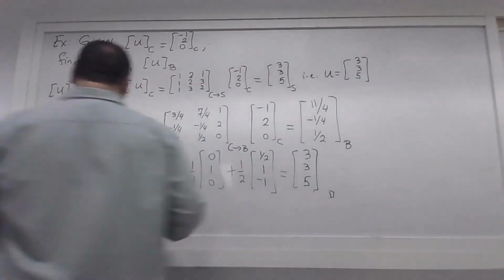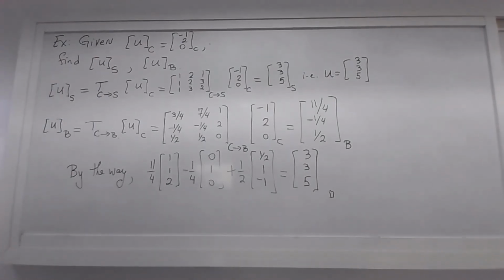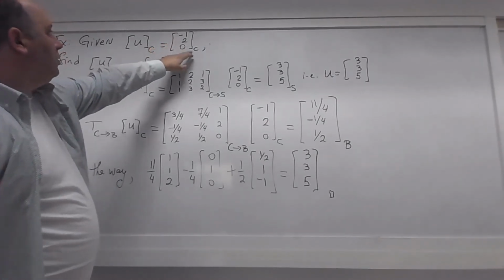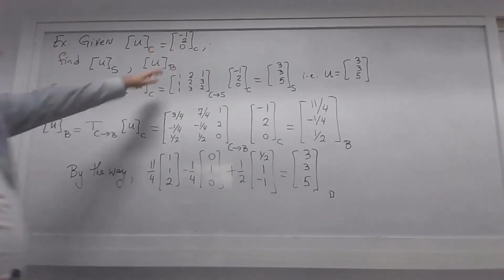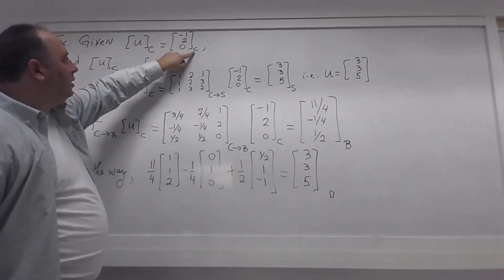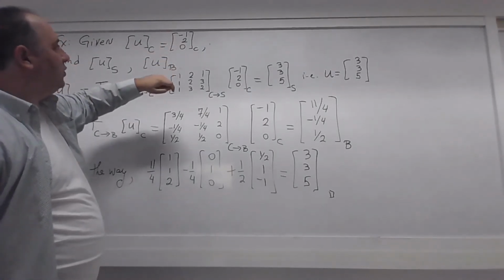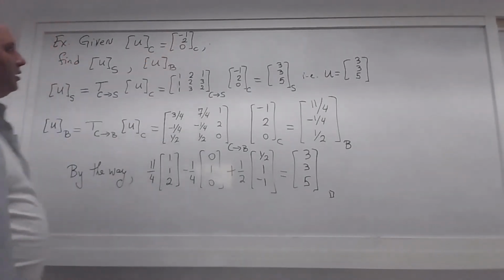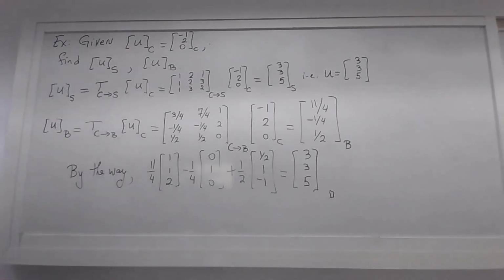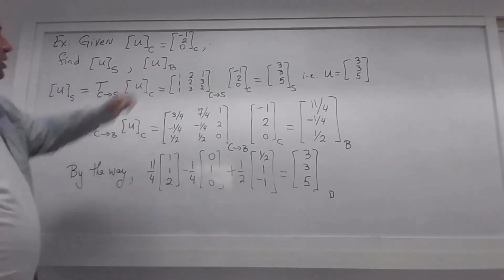We are given coordinates of a vector u in basis C. So the coordinates are given as negative 1, 2, and 0 in basis C. What does it mean? It means that this vector u is negative 1 times first basis vector from C, plus 2 times the second basis vector from C, plus 0 times the third basis vector from C. That's the meaning of this. So those are the coordinates of u in basis C, and we need to find the coordinates of u in standard basis. So we need to actually find what's the vector, and we need to find coordinates of u in basis B.